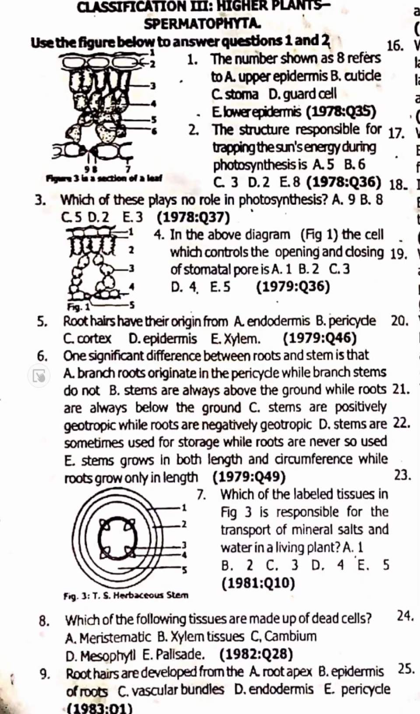So number 6, they say one significant difference between root and stem is that branch roots originate in the pericycle while the branch stem does not. Option A. Number 7: which of the labeled tissues in figure 3 is responsible for transport of mineral salt and water in a living plant? Number 3 is nearer. Option C.